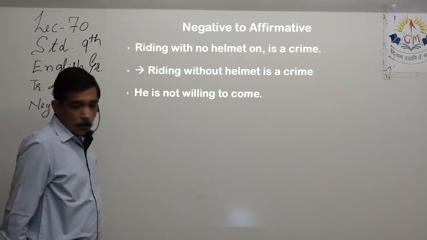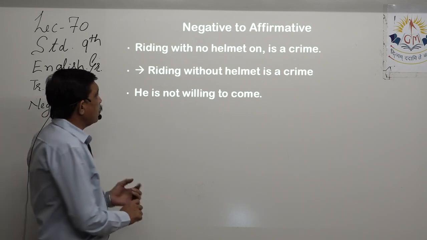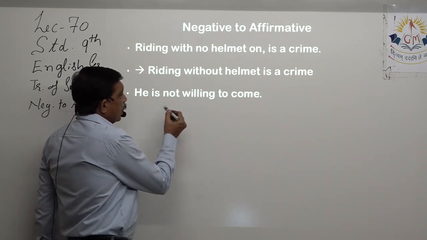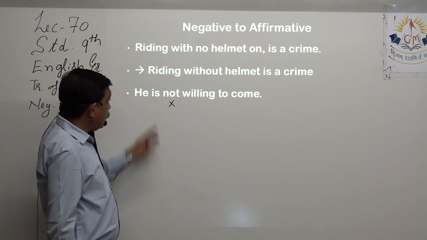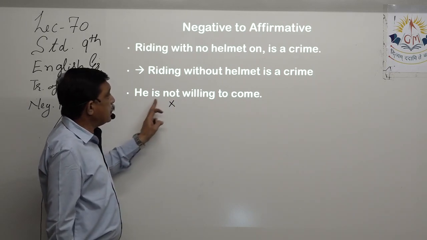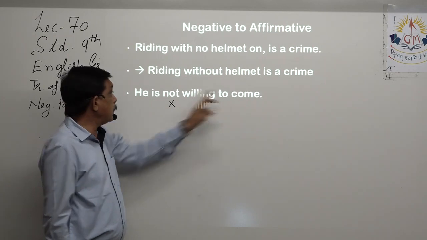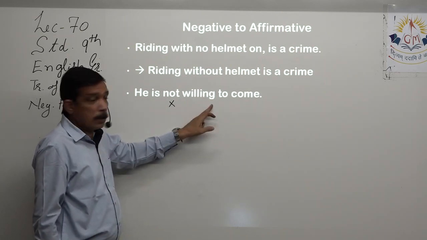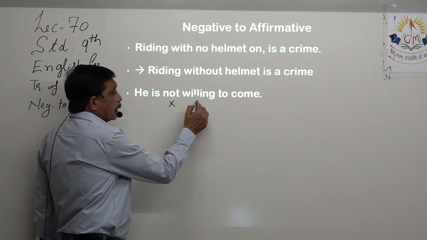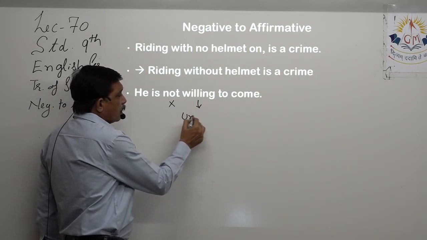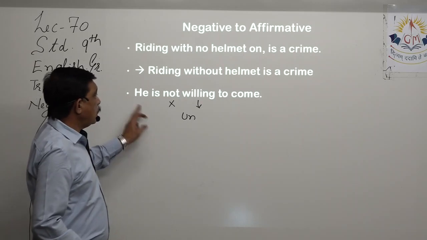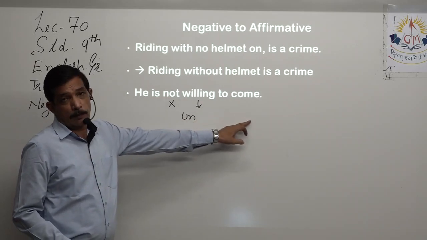He is not willing to come. So the first thing we have to do is remove "not". Then the sentence will be "he is willing to come." Now here it says "he is not willing," so we will make the antonym of "willing" by using the prefix "un." So, "he is unwilling to come."